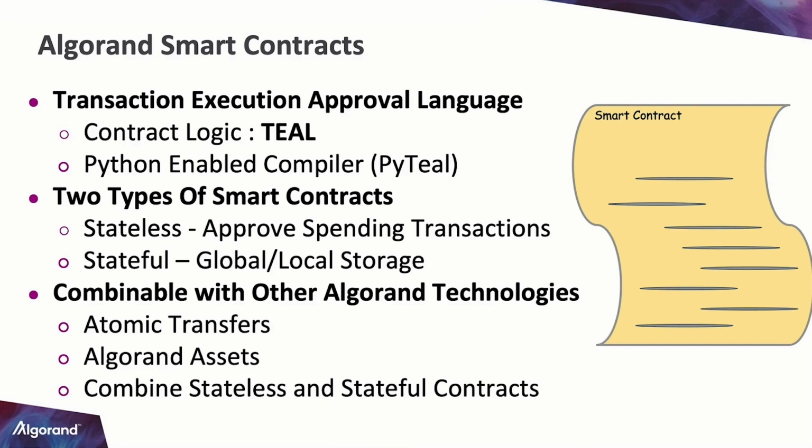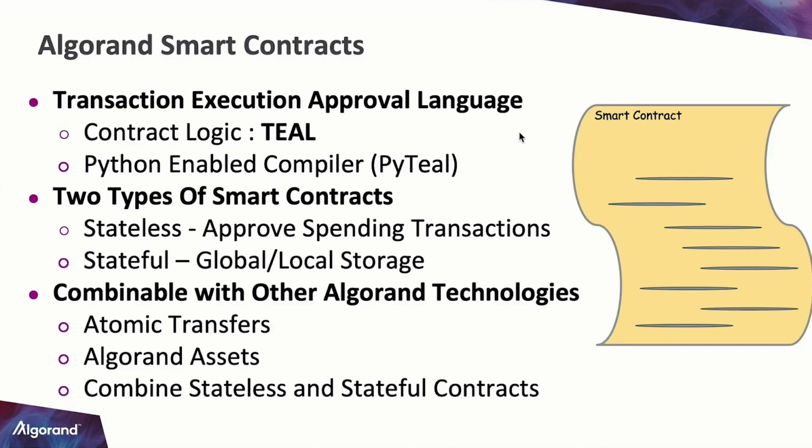There is also a Python-enabled compiler called PyTeal, where you can write it in Python and then use a compiler and it will generate the TEAL for you. And there's another tool I'm going to show at the end, which is AlgoDEA, and it has a lot of tools as well for generating templates and things of that nature in TEAL. There's two types of smart contracts. One of them is stateless and the other one's stateful. So the stateless is great for approving spending transactions, and stateful also facilitates global storage on the blockchain as well as local storage at the account level.